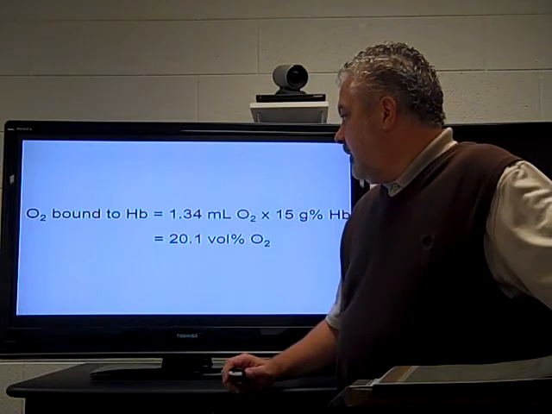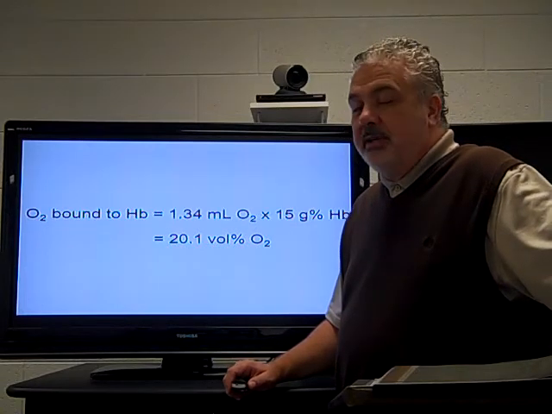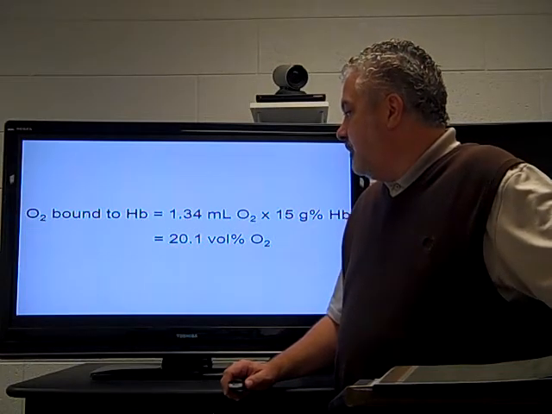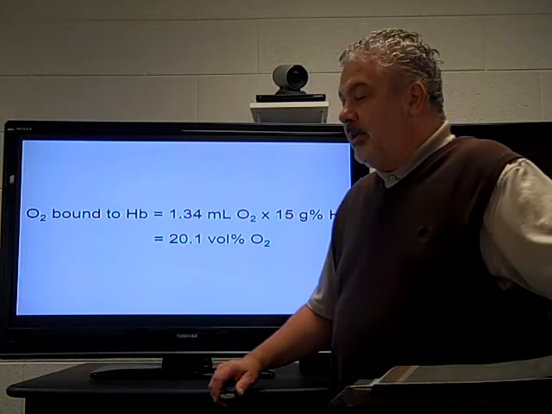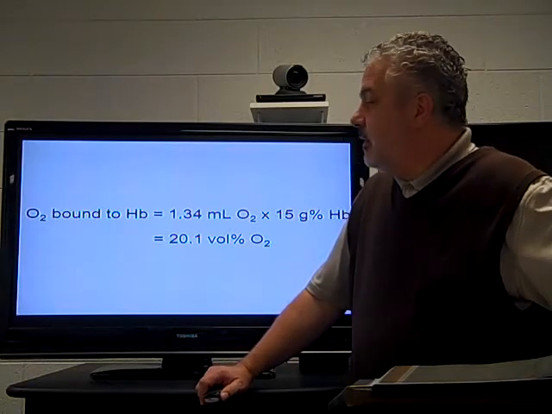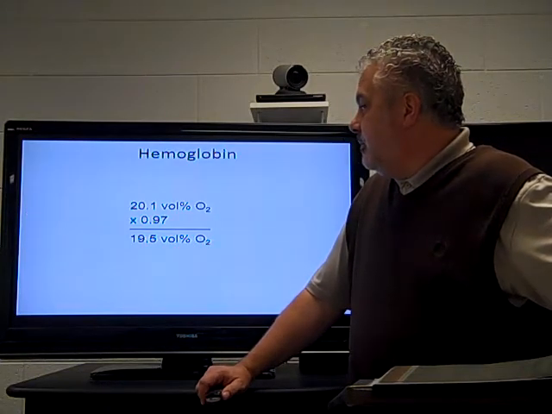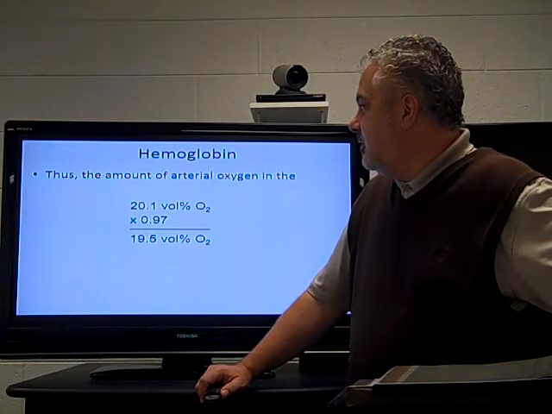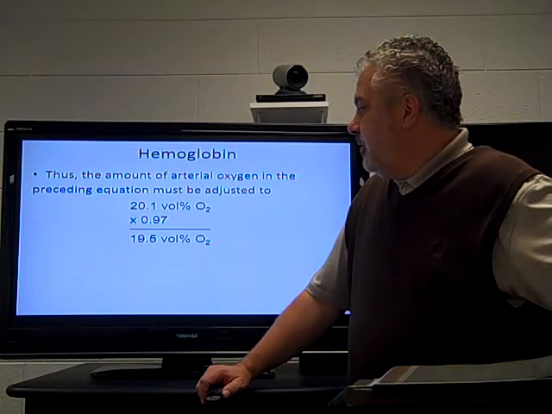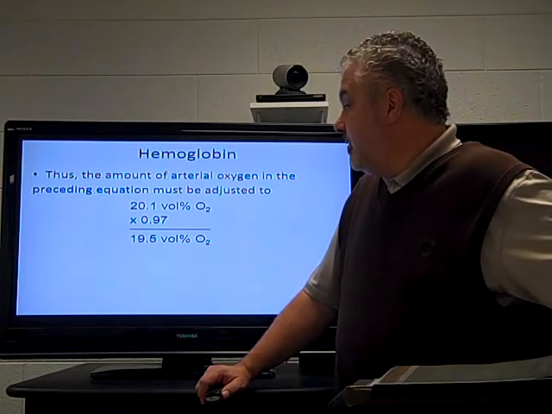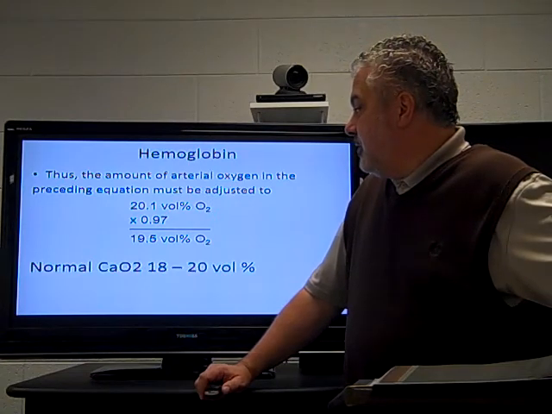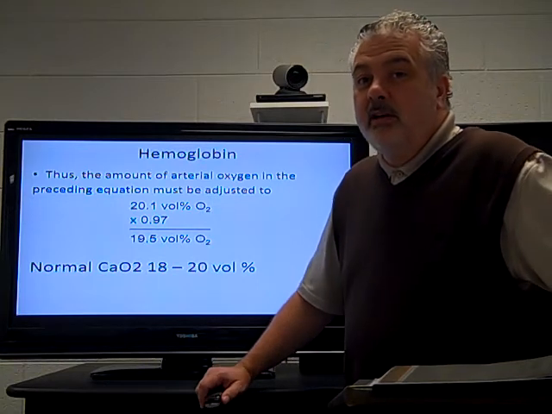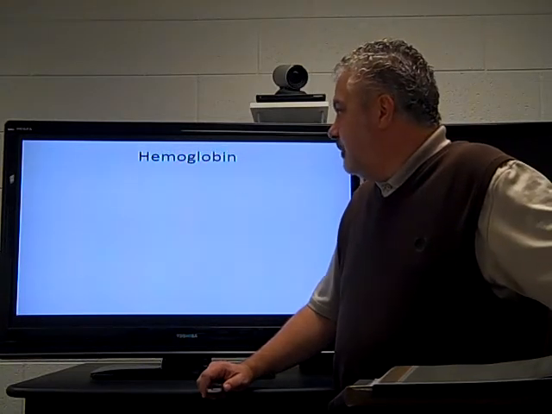This is talking about how if there was 100% saturation of oxygen on the hemoglobin, then your CaO2 is going to be around 20 volume percent. If we factored in the saturation of 97, which is normally what we would do, we're still around 19.5, which is a good measurement of arterial oxygen content. Now, the normal value is going to be somewhere between 18 and 20 vol percent, so it's important to note that.